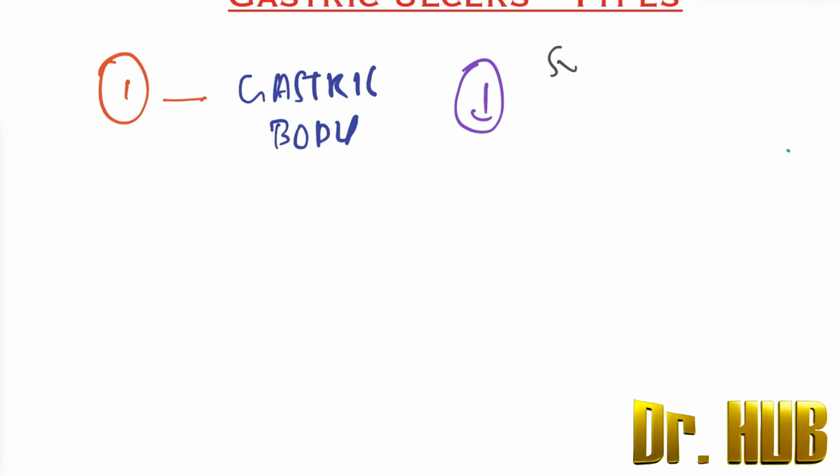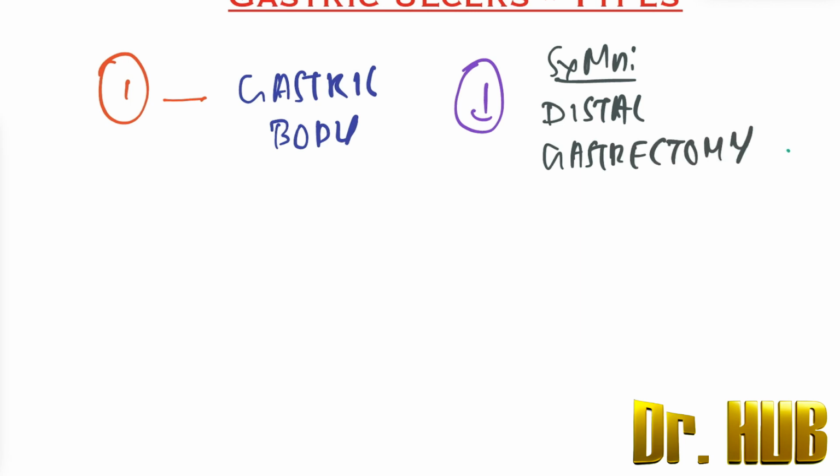So what is the surgical management? It is going to include the distal gastrectomy, Billroth type 1. So it is a distal gastrectomy, and this is going to involve the Billroth type 1.